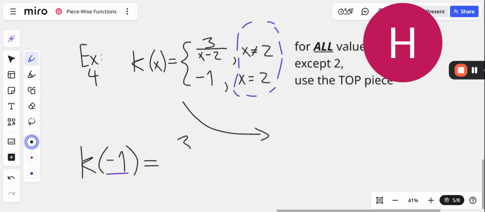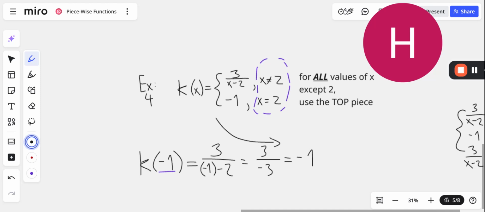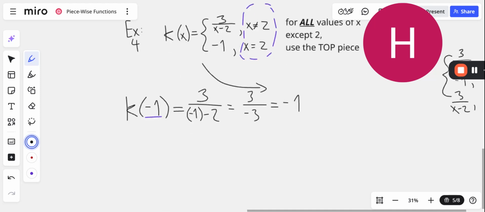So k of negative 1, 3 over negative 1 minus 2, right? You see what piece I'm using? I'm using the piece which goes along with any x value that is not equal to 2. So this would be 3 over negative 3, which is negative 1. And that's where you would have a point on the graph at y equals negative 1.